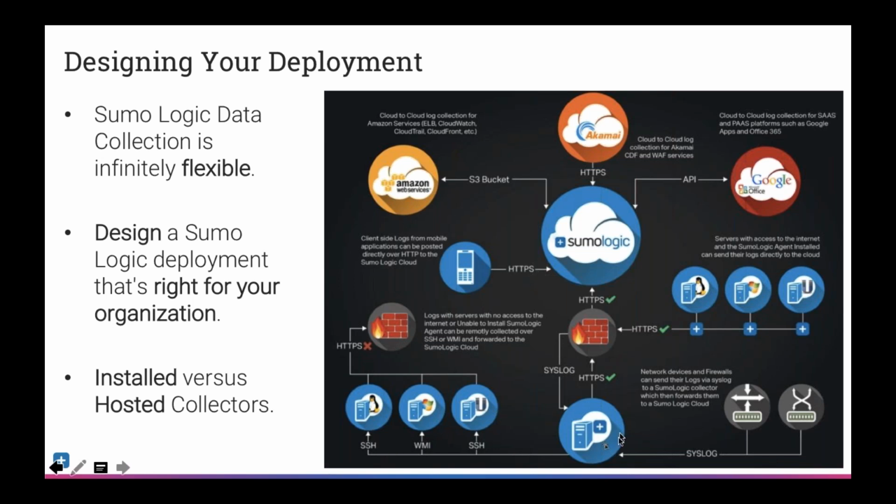You have a centralized collector that has access to the internet and over onto Sumo Logic. Then you can have your logs be remotely collected using SSH or WMI. You can send those logs over to the centralized collector and then on to Sumo Logic. And this collector can do double duty and grab your network devices, your firewalls, your routers. It can grab that via syslog onto this collector and then over to Sumo Logic as well.